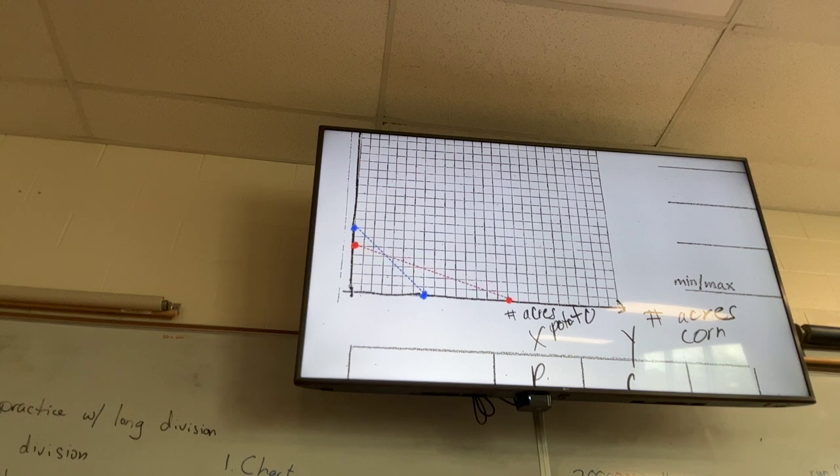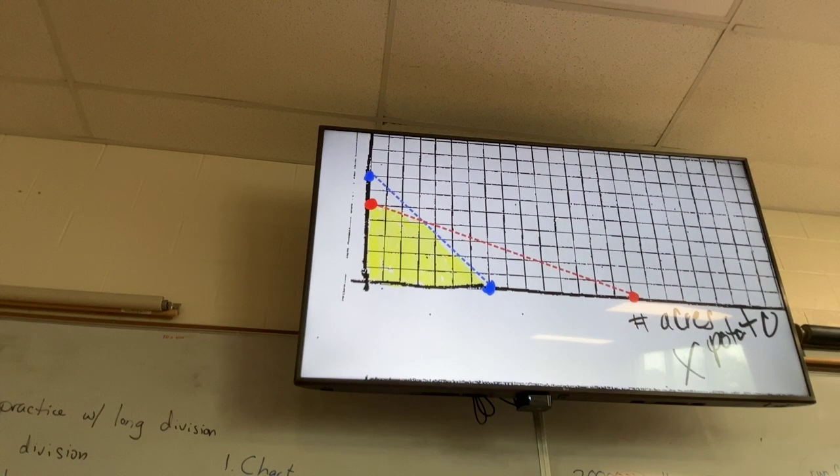We want to be below both lines, so this is our region. Okay. So now our region is below the line. So our possible answers are going to be the origin. This one, this one, this one, okay?